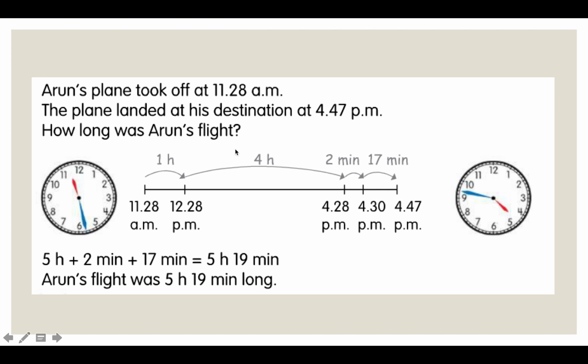So we have 1 plus 4 hours, that is 5 hours, plus 19 minutes. So how long was Arun's flight? It was 5 hours and 19 minutes long. Notice that minutes doesn't have the S behind. Now that would be all for this part. Can all of you turn to the next page of your textbook, page 93, and spend about 4 to 5 minutes doing it. Miss Dora will go through the answer.